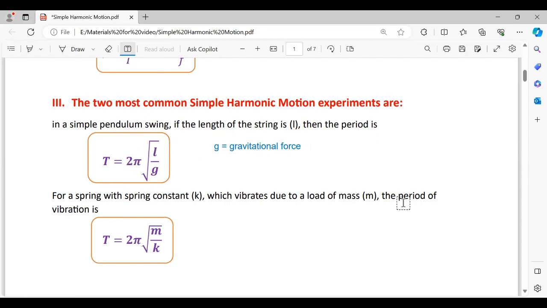Next, for a spring with spring constant k, which vibrates due to a load of mass m, the period of vibration becomes T equals 2 pi times square root of m over k. Recall that k is the spring constant while m is mass.